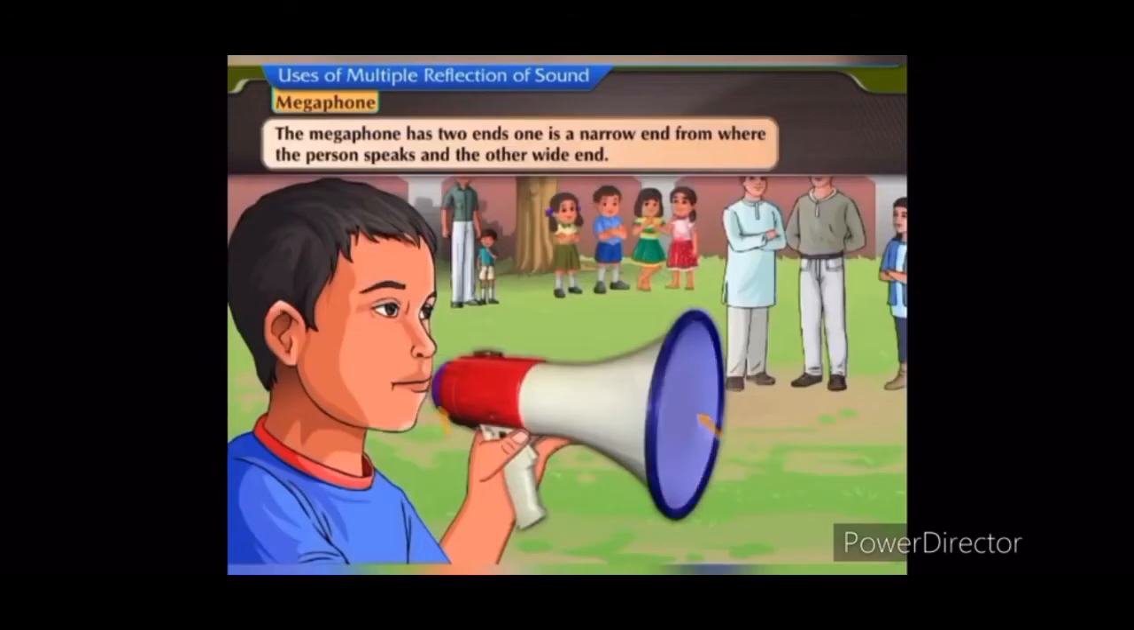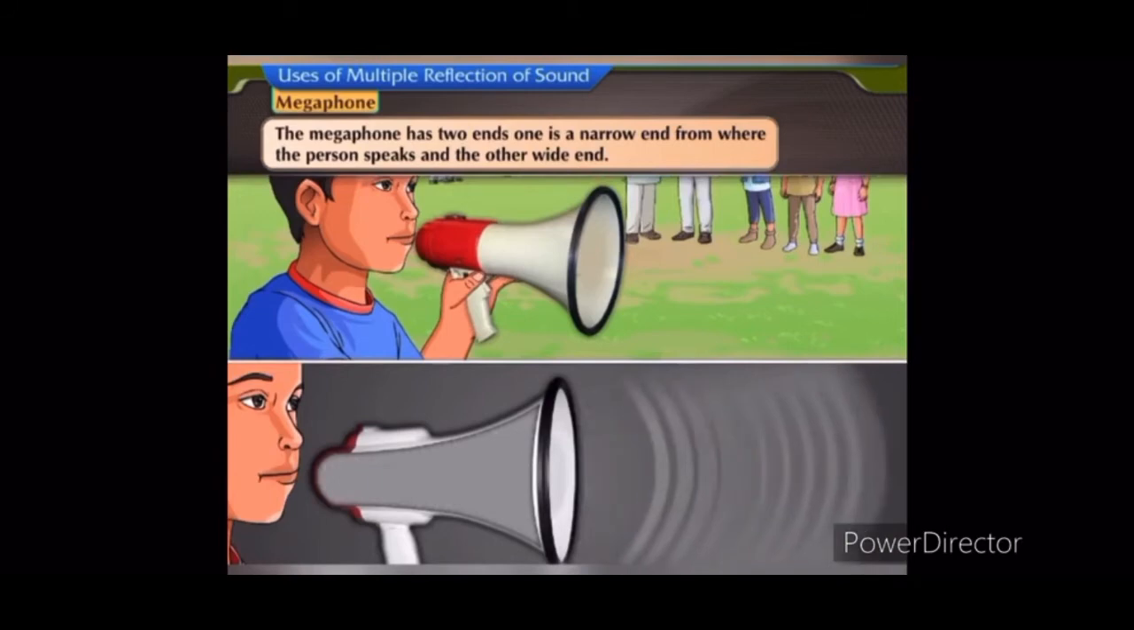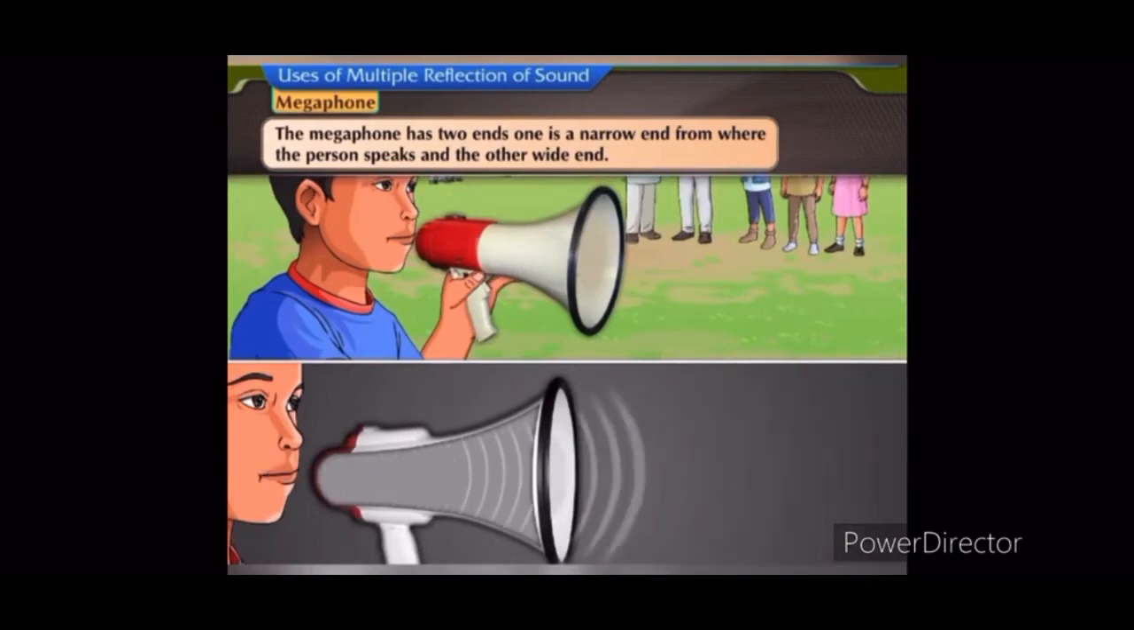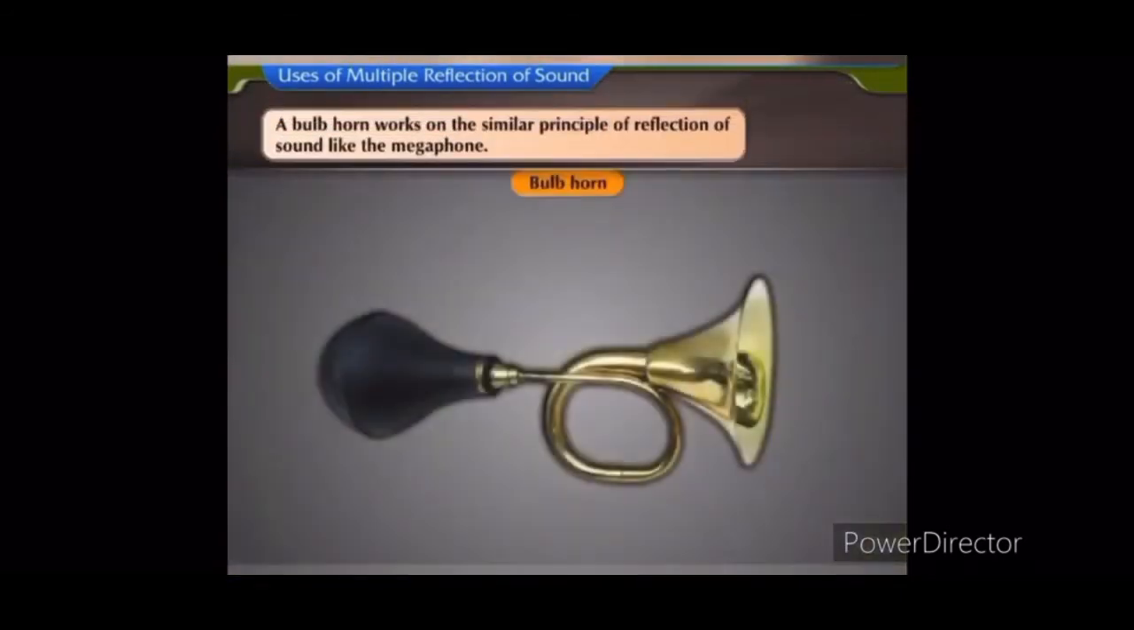The megaphone has two ends. One is a narrow end from where the person speaks, and the other is a wide end. When the person speaks, the sound waves produced by the voice are barred from spreading by consecutive reflections from the wider end of the megaphone tube. This causes the loud sound of the voice of the person to reach larger distances. A bulb horn also works on a similar principle of reflection of sound, just like the megaphone.